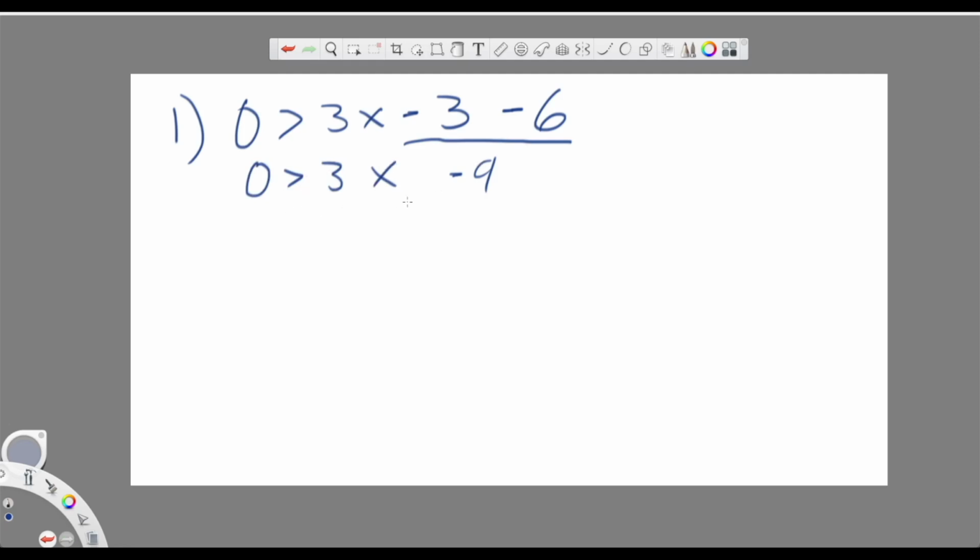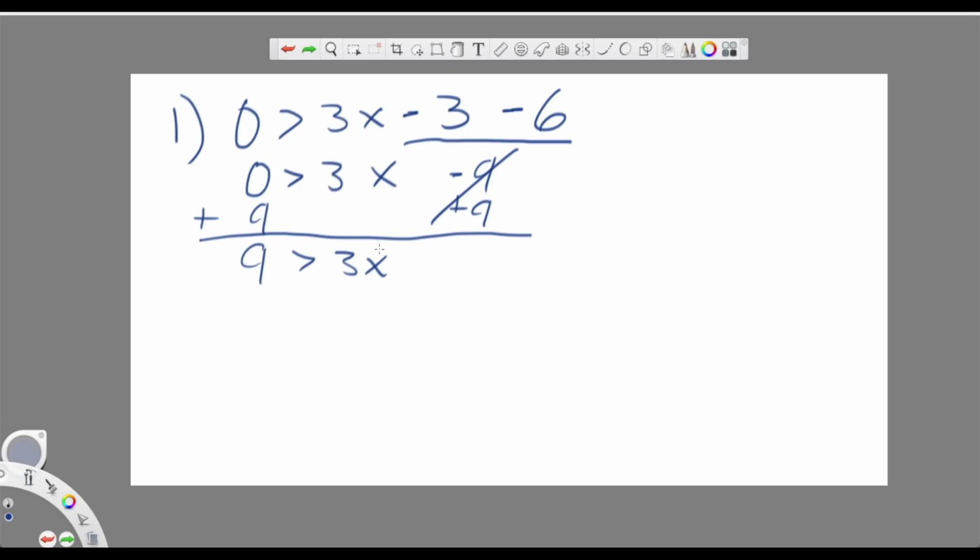Now that all of our like terms are combined, the first thing we're going to do is add 9 to both sides. That's because the goal is to isolate 3x. And in order to do that, we want to get rid of anything on this side of the equation that's not 3x. So right now it's negative 9, and that's why we're adding 9 to both sides. 0 plus 9 is 9. We're going to drop the greater than sign. 3x. Negative 9 plus 9 cancels out. Now we have 9 is greater than 3x.